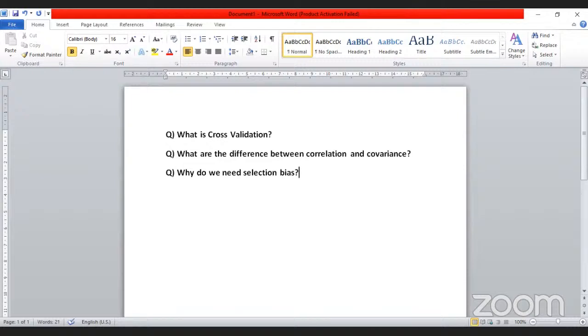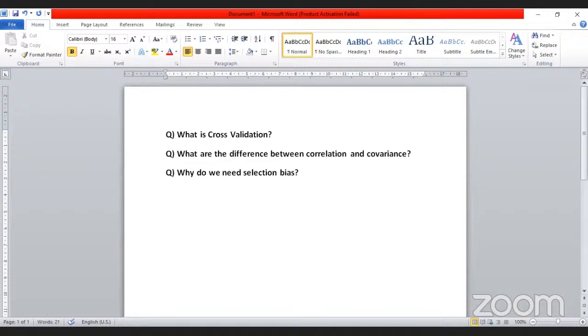See, selection bias tells us that the sample analyzed does not represent the whole population that is meant to be analyzed, right? Our aim is that whatever sample we are taking, it has to represent the population, right? So in that manner, selection bias is helping us, right?